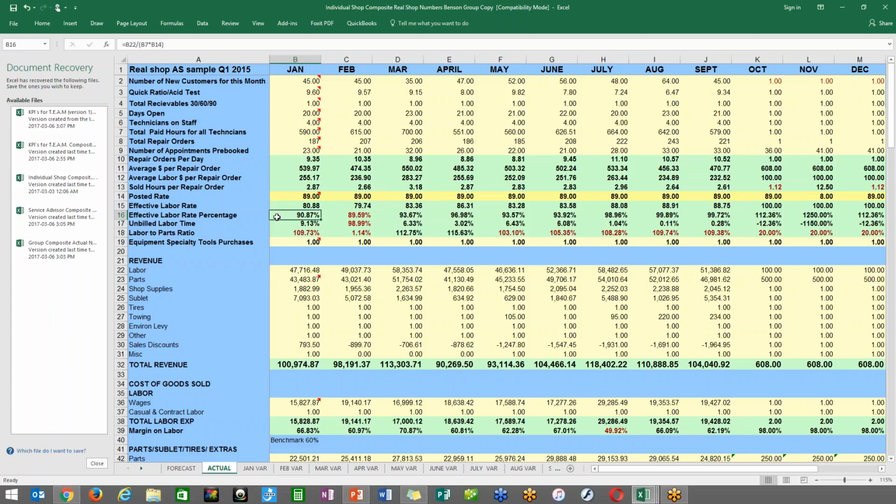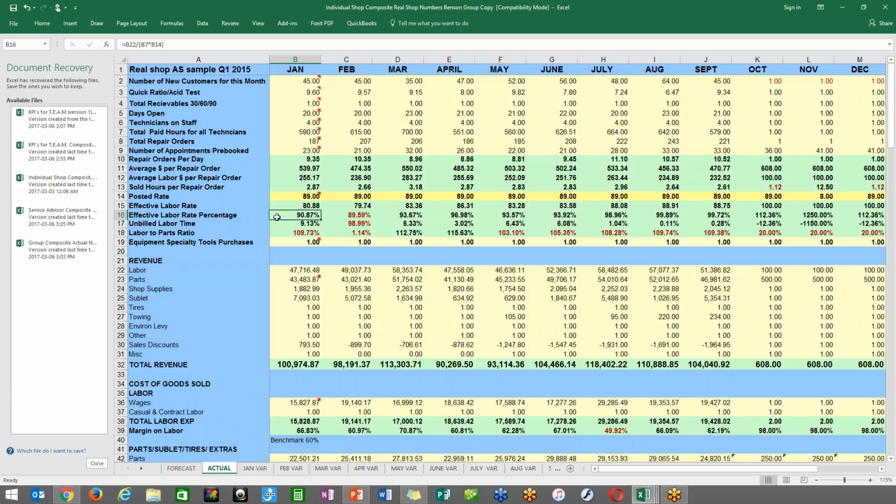Our goal, just so you know, is to be 125% of that number. So we'll cover that more when we talk about benchmarks in our training, but the effective labor rate percentage is not bad for this shop. He's collecting $80.88 an hour out of the 89 that he says.